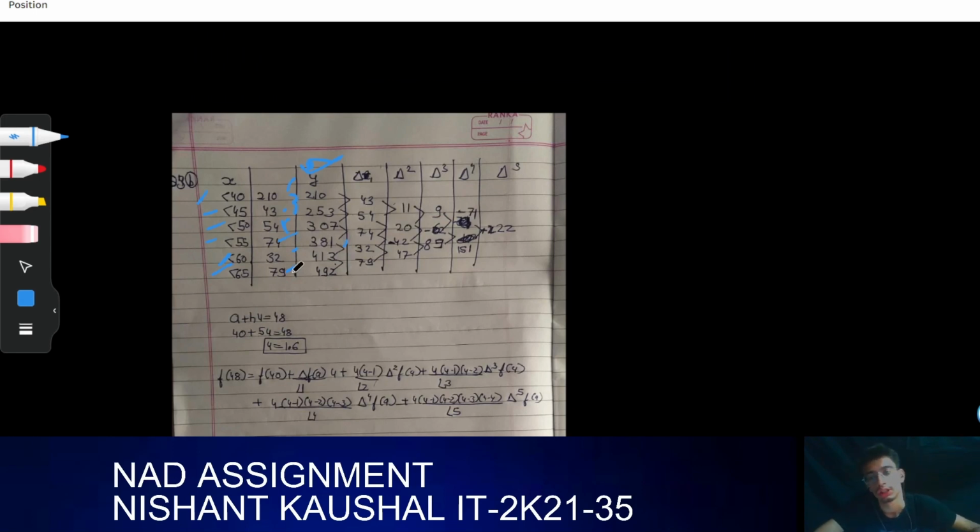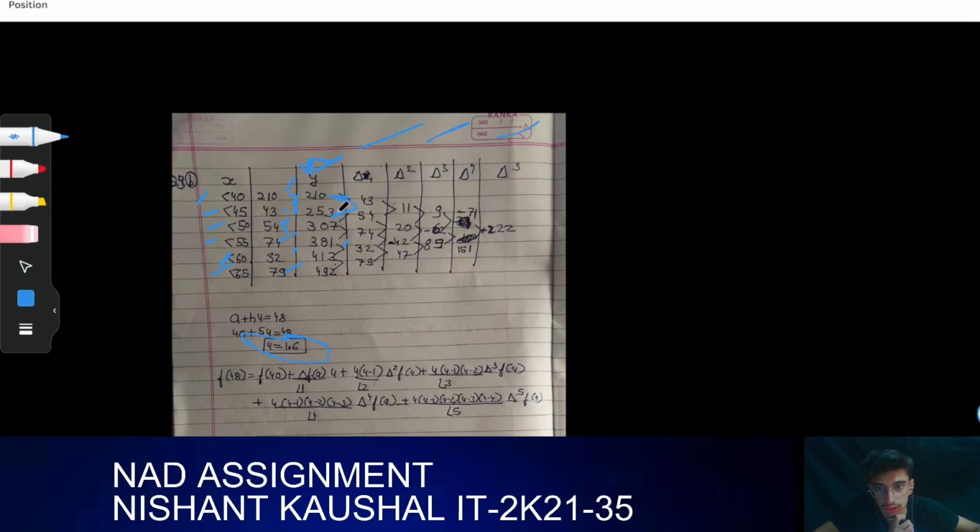Now we can solve it by the forward interpolation method. So in this case, a plus hu will be equal to 48. So 40 plus 5u equals 48. So u equals 1.6. Now we have to find the deltas of the equation. So first del will be 253 minus 210.